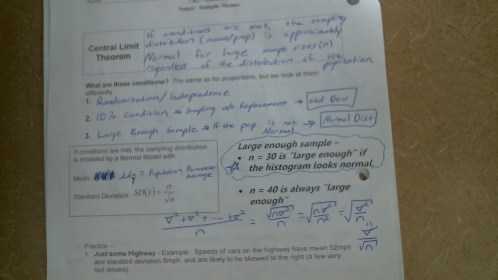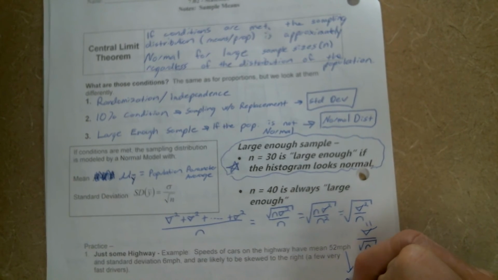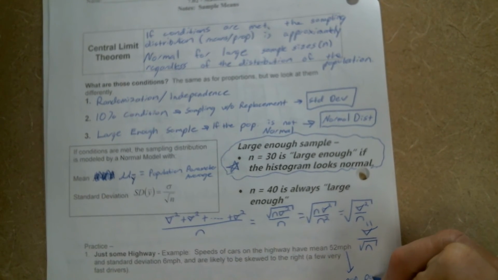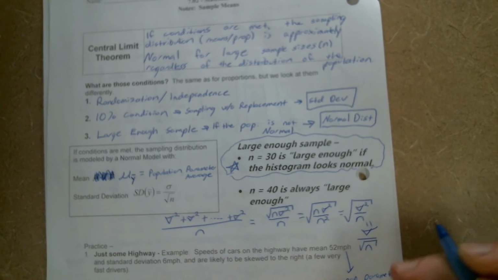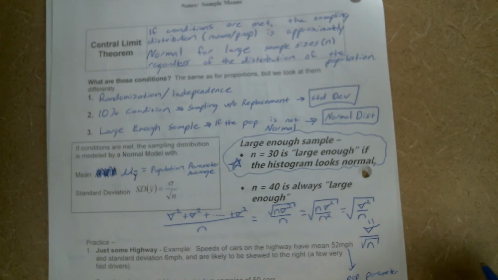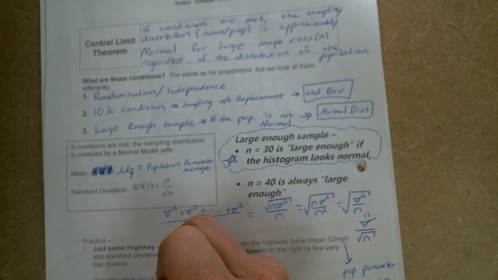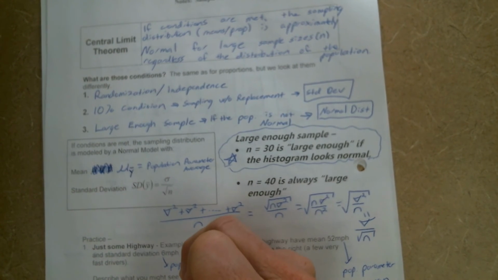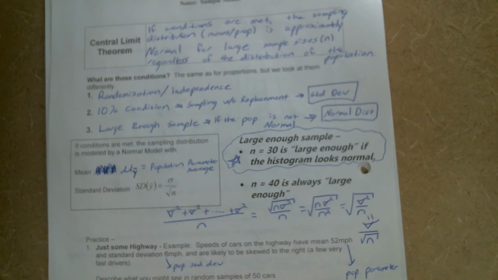Practice. Speeds of the cars on a highway have a mean of 52 miles per hour and a standard deviation of 6 miles per hour, and are likely to be skewed to the right with a few very fast drivers. Describe what you might see in a random sample of 50 cars. So again, this right here is our population parameter, our population mean. This right here is also a population parameter, but this is our population standard deviation.